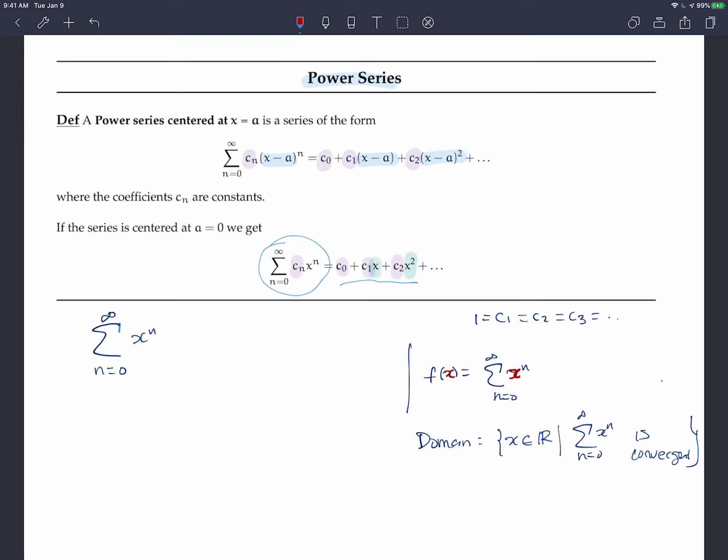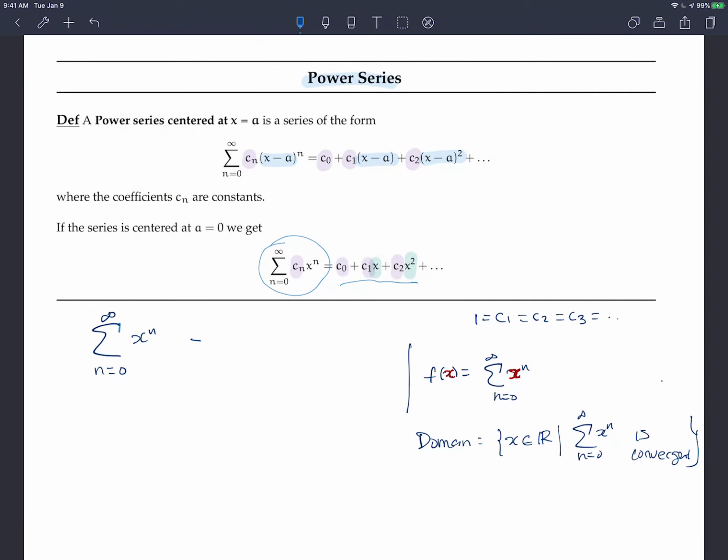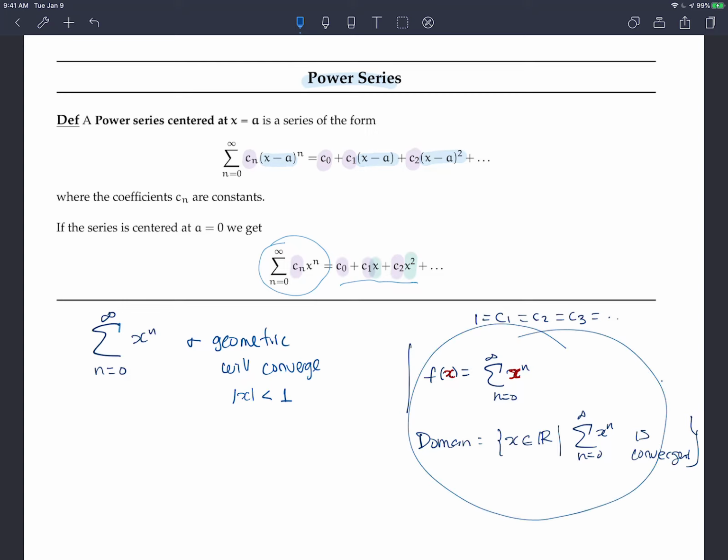And we know how that works, right? This is a geometric series, and we know that it will converge if and only if the absolute value of x is less than 1, right? Because now my r is my x. So that would be the domain of this function. For this power series, it will be convergent if the absolute value of x is less than 1. So we're going to call this in a minute the interval of convergence.